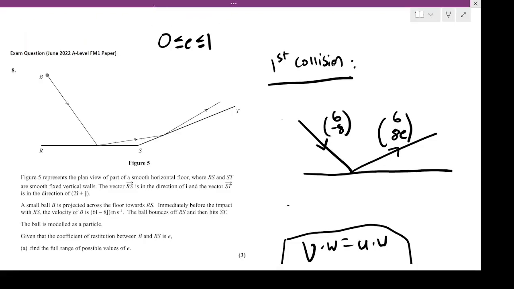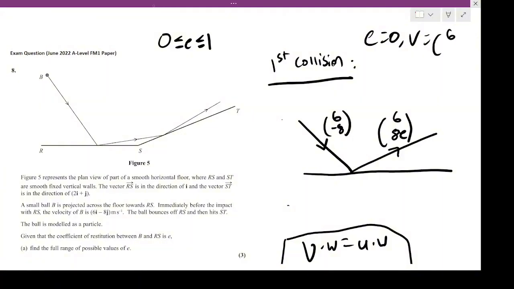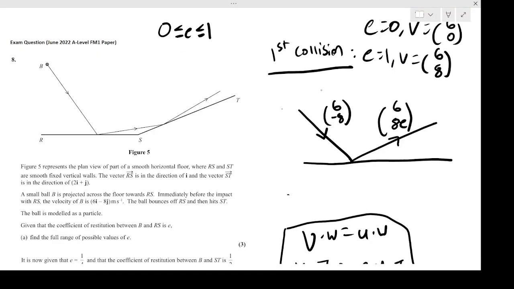So let's see what happens when E is 0. If E is 0, V is going to be 6, 0. And then when E is 1, V is going to be 6, 8. Okay. So those are the range of values for the vector, right? So the velocity can be between 6, 0 and 6, 8. Okay, effectively.